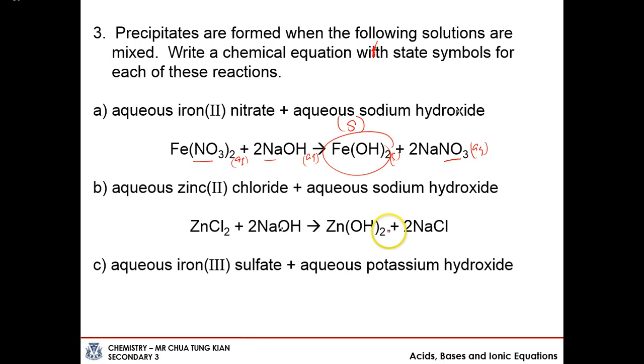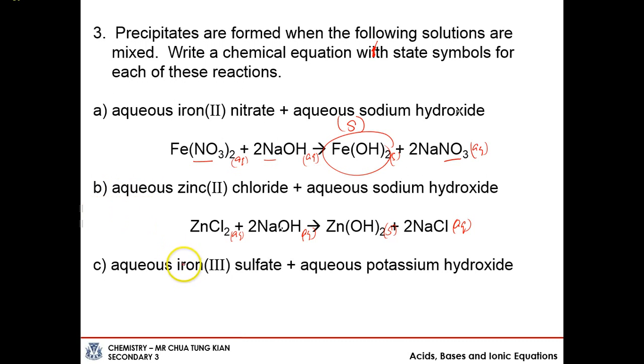Zinc hydroxide is also insoluble in water. This is a white precipitate. This is soluble in water because this is common salt. This is the base. This is the alkali. And this is the zinc chloride. So yes, this is aqueous zinc(II) chloride.